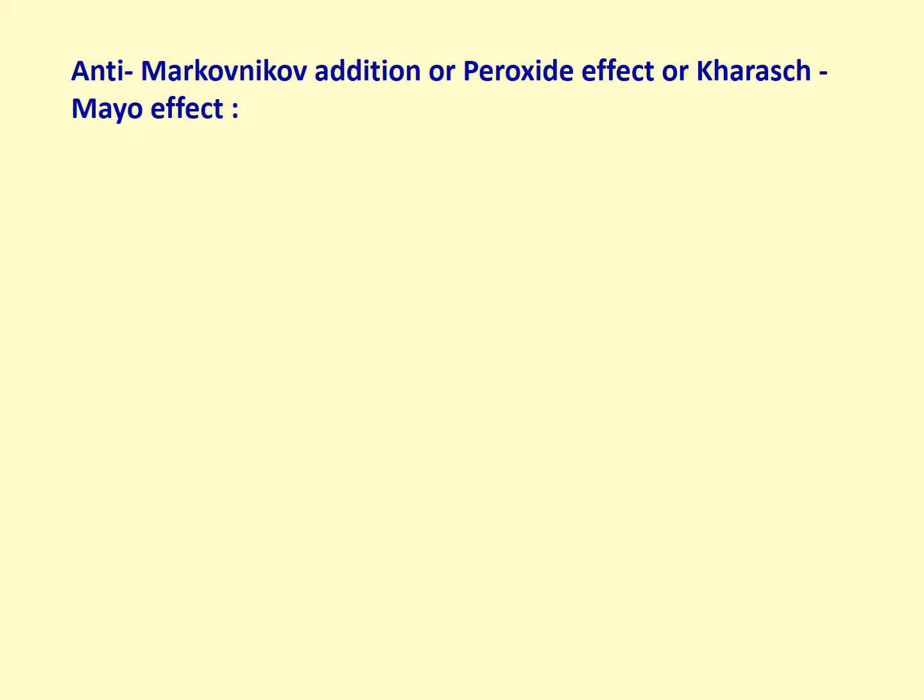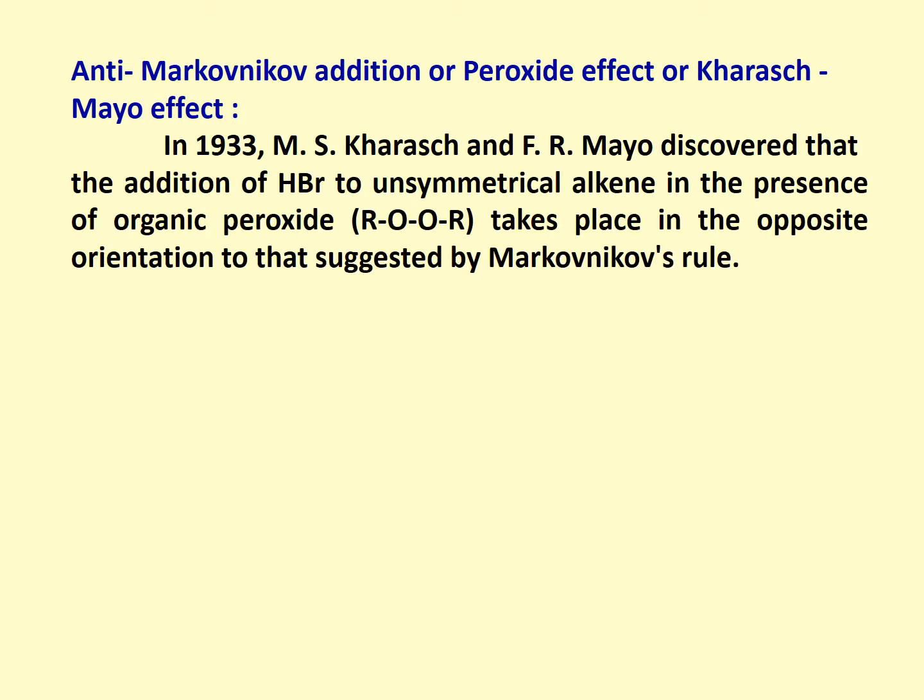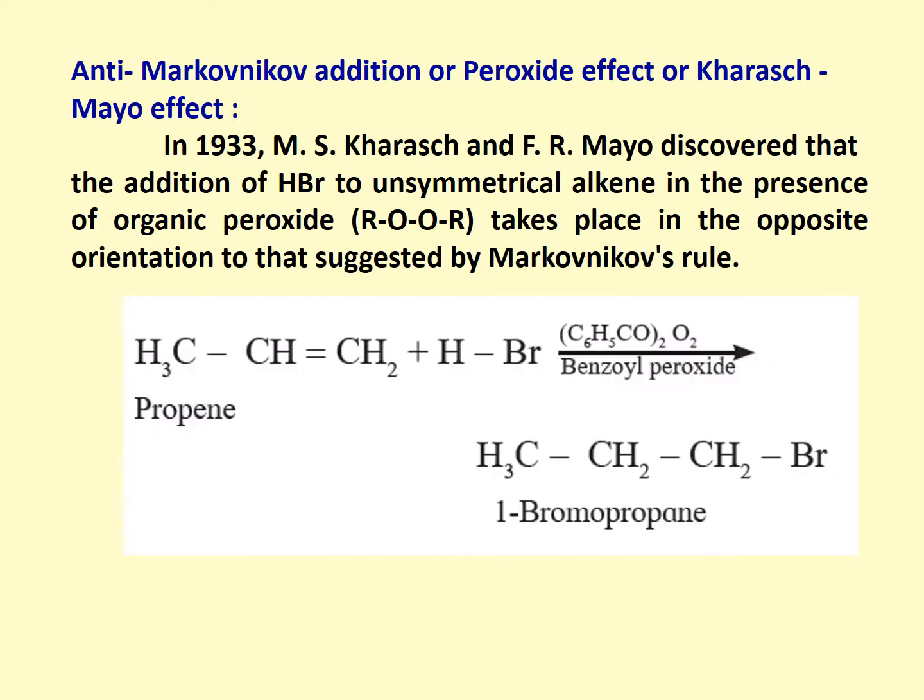Anti-Markovnikov's addition, or peroxide effect, or Kharasch-Mayo effect. In 1933, two scientists, Kharasch and Mayo, discovered that the addition of HBr to unsymmetrical alkene in the presence of organic peroxides, that is R-O-O-R, takes place in the opposite orientation to that suggested by Markovnikov's rule. For example, when HBr reacts with propene in presence of peroxides, 1-bromopropane is obtained as the major product.